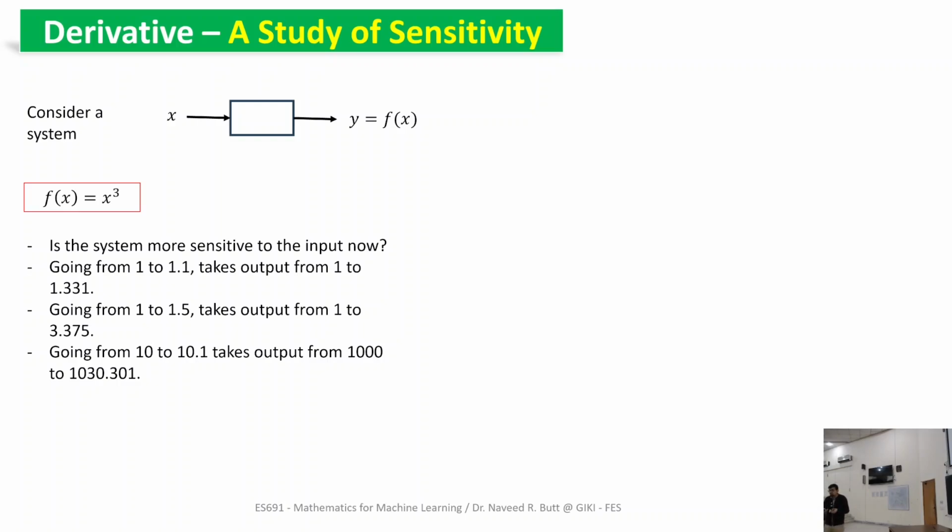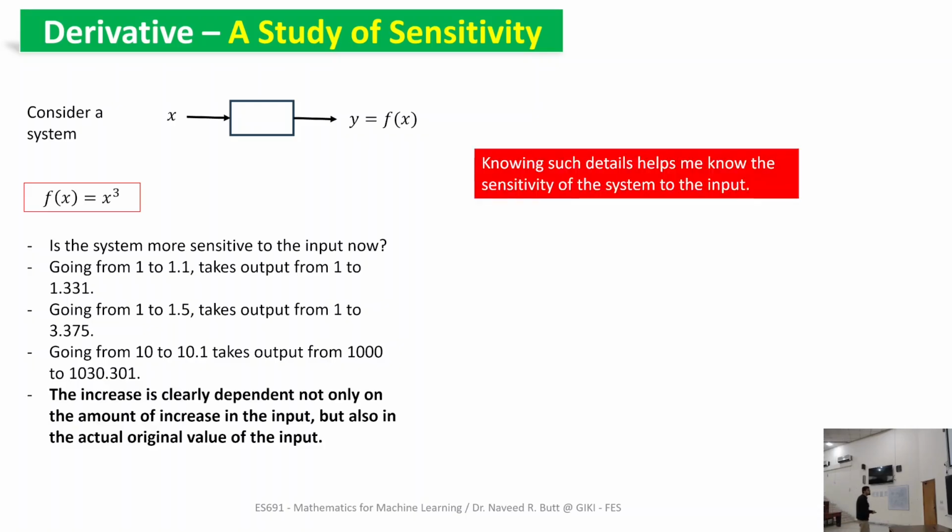So this can itself be a function of x. This sensitivity is not just how much delta x there is, it also depends on x plus delta x, right? So, bringing those things together, knowing such details helps me know the sensitivity of the system to the input. But why do I want to know that?